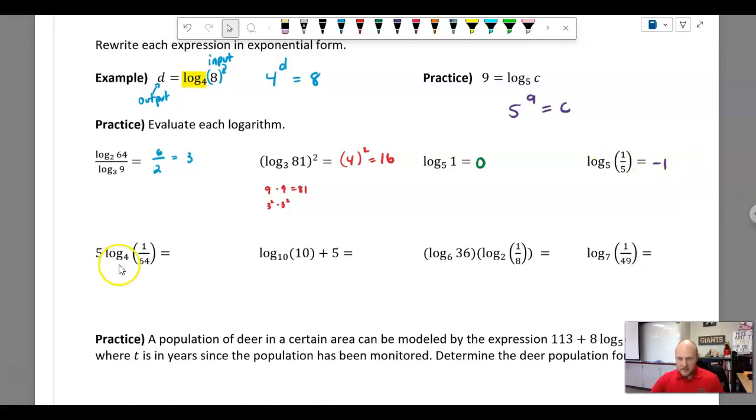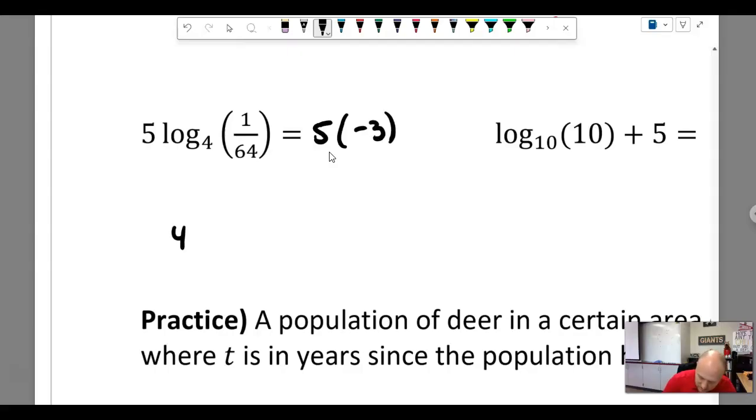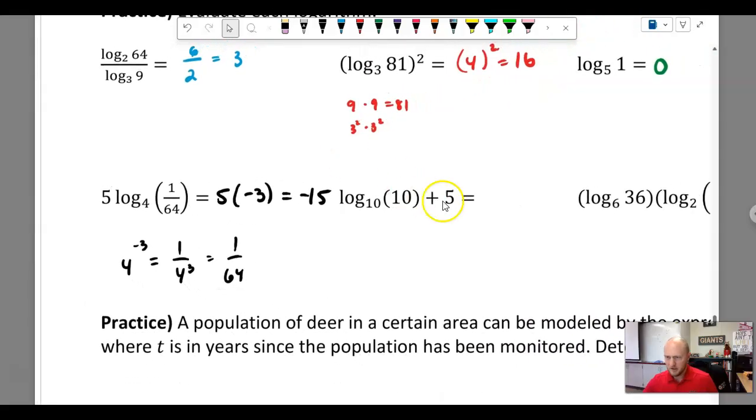And then let's go ahead and evaluate these here. So 5 times log base 4 of 1/64. This is going to be equal to 5 times, and I believe that would be negative 3, right? Because 4 to the power of -3 would equal 1 over 4 cubed, which is 1 over 64. So final answer here, -15.